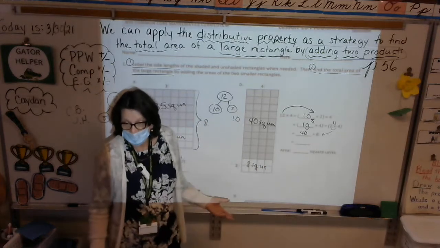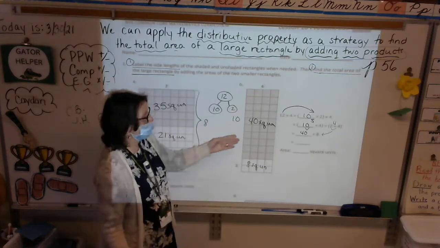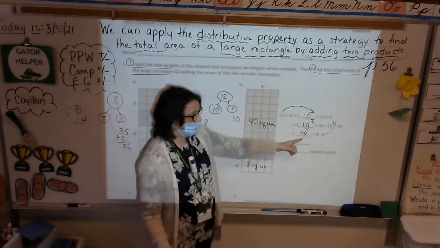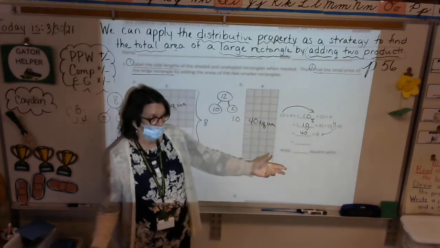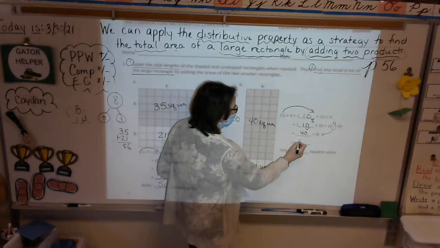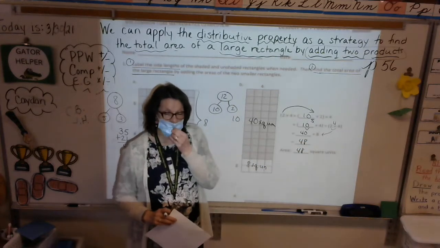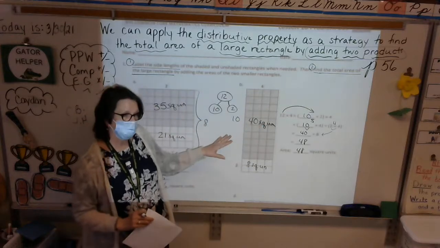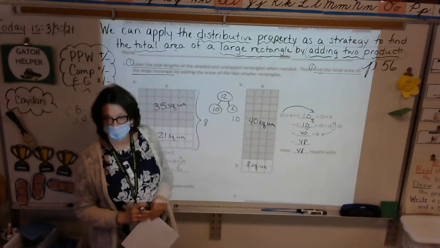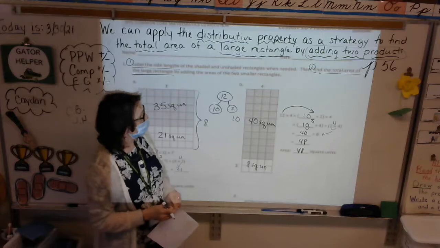How do I get the total for the whole rectangle? We add our products, and here they are. 40 and 8. What do we get when we have 40 plus 8, everybody? 48. The area of that rectangle is 48 square units. And a lot of you don't know your 12, so that's a perfect way to decompose when you have to multiply by 12. Okay? All right, let's look at C.